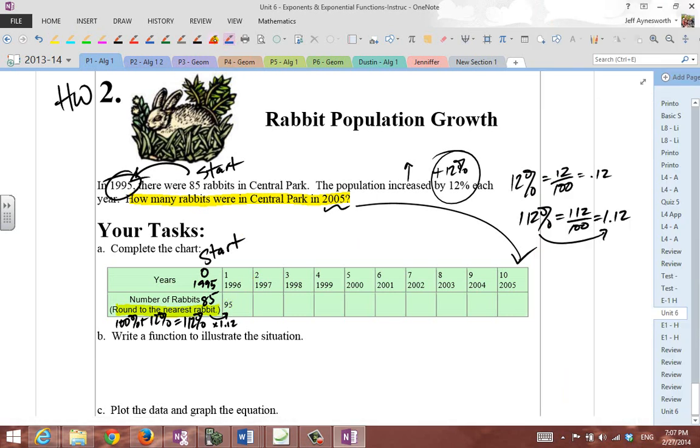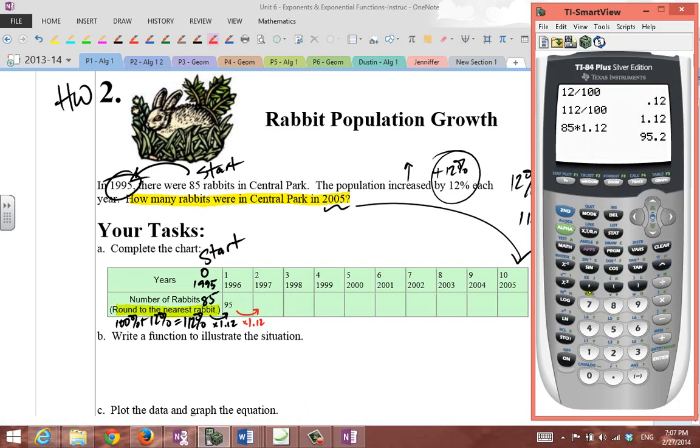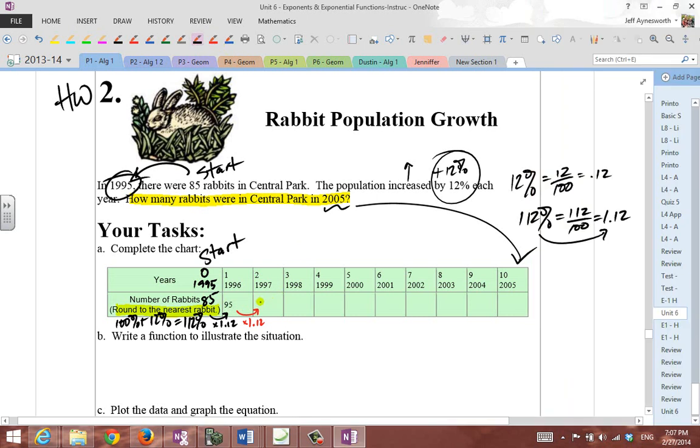Now, what do we have to do? We have to multiply by 112% again. How about that? Well, with the calculator, it's a piece of cake. You just go times 1.12, and you get 106.6, and you're going to round that up to about 107. So let's do that, 107. So it's 107 rabbits here approximately.